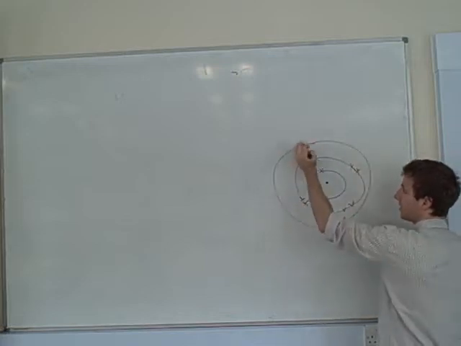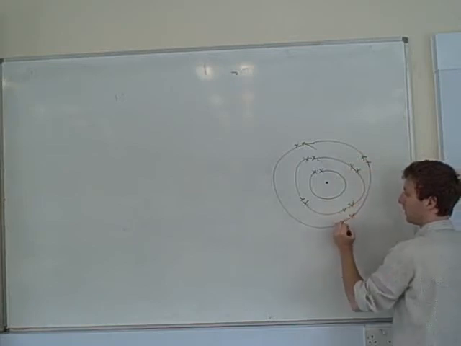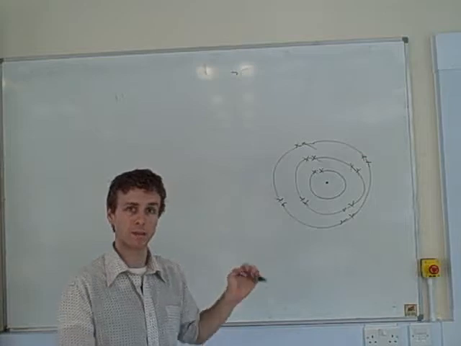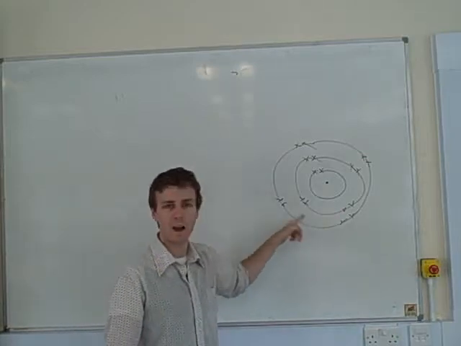And then in the third can fit another 8. And when you draw them, draw your electrons in pairs, because it makes it easier for you to count how many are in there.